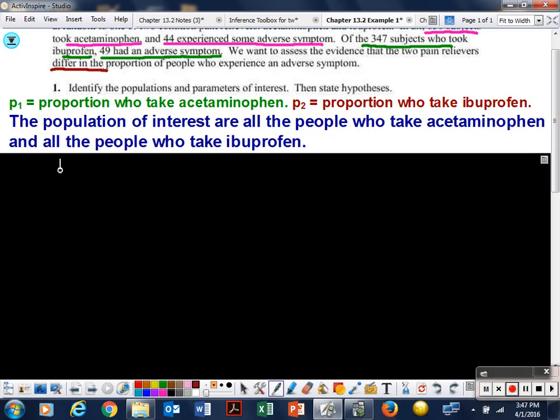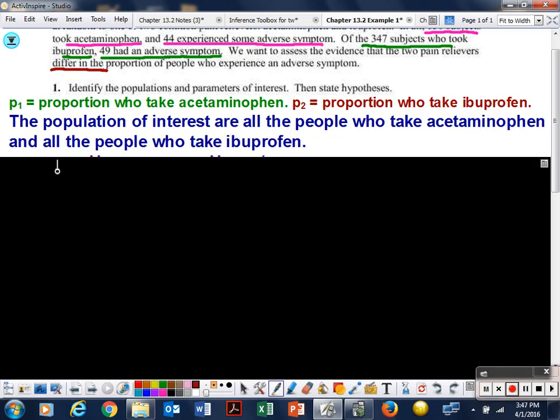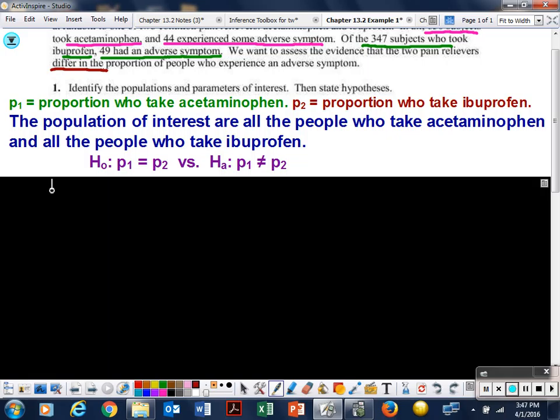The population of interest are all the people who take acetaminophen and all the people who take ibuprofen. Okay, now the hypotheses. The hypothesis is that P1 equals P2, meaning there is no difference between acetaminophen and ibuprofen. The alternative is that there is a difference. Again, it didn't say that there was more or less, it just said that they differ, so we have to use not equal to.